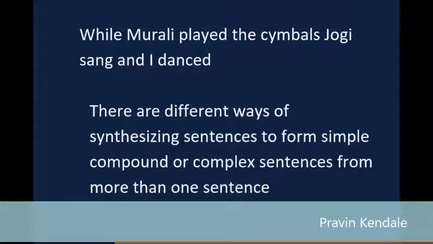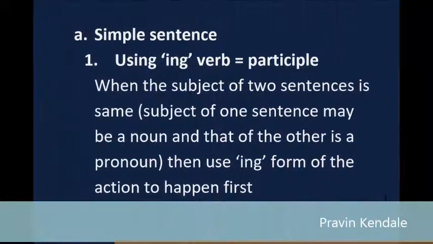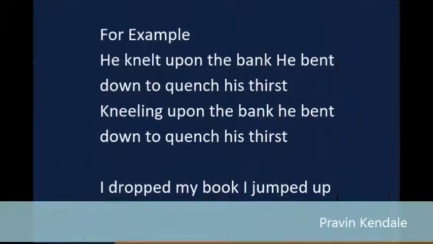A. Simple sentence. 1. Using ing verb, that is, participle. When the subject of two sentences is the same, the subject of one sentence may be a noun and that of the other a pronoun, then use the ing form of the action to happen first. For example, he knelt upon the bank, he bent down to quench his thirst. Kneeling upon the bank, he bent down to quench his thirst.